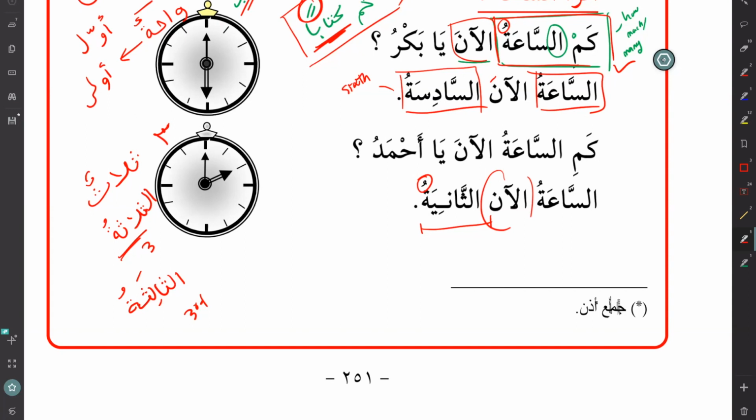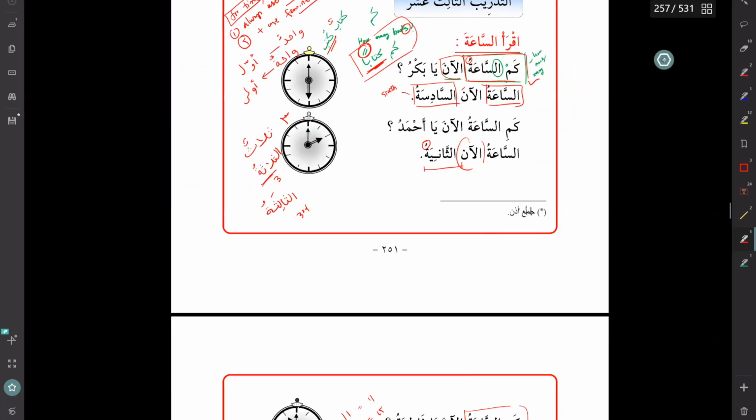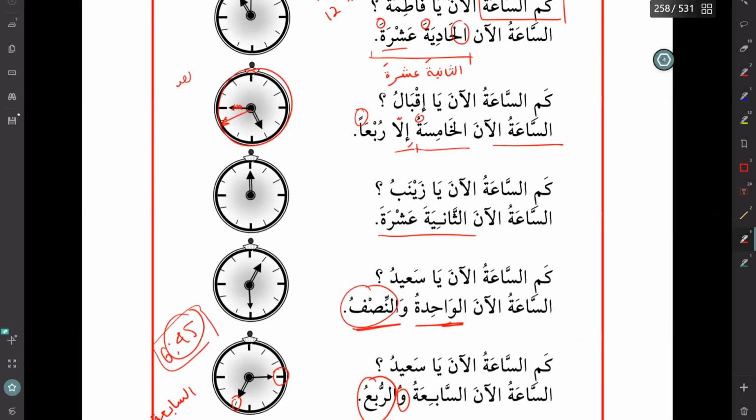Second step, I would think, is learn how to say half, like 1:30, 2:30, 4:30, which is very simple also. What do you do after the number? Just say wa nisf. So you say, for example, 3 o'clock, you know how to say as-sa'atul ana al-thalithatu. This is 3 o'clock, but how do you say 3:30? Just add wa nisf. So this would be your second step to learning.